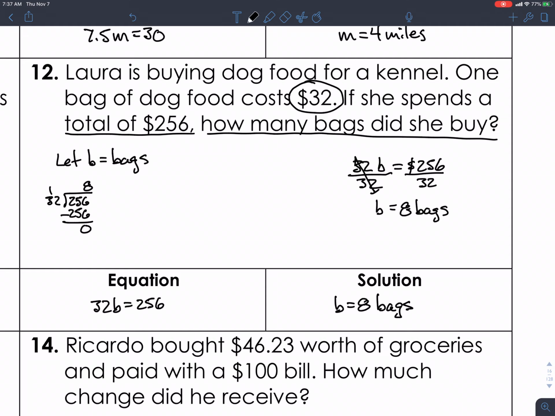Okay? So I want you to work on the rest of these problems, and I will put on the agenda what the rest of the period should look like. So if you have any questions, please let me know.